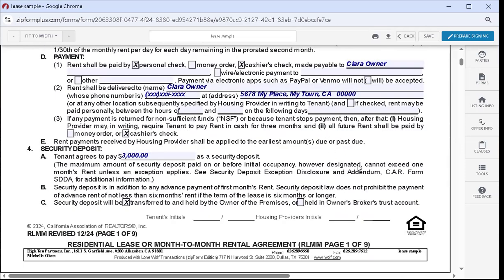See right here? It says payment, or other payment via electronic apps such as PayPal or Venmo will not be accepted unless the property owner has you check the box that they will accept it. I don't do that. Most of the people I work with don't want that.